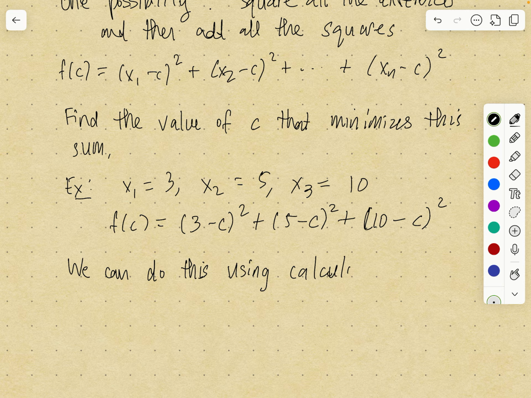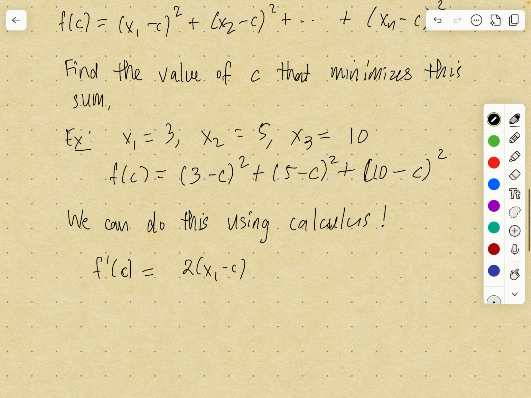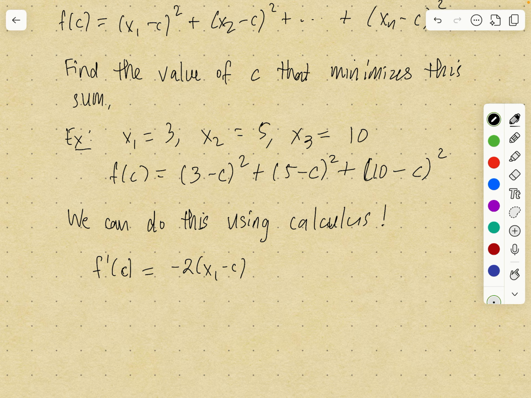Because this function is differentiable, we can just take the derivative and set it equal to 0. So what happens if you take the derivative? Remember, x1 is a constant, and I'm taking the derivative with respect to c. So it's going to be 2 times x1 minus c, but then I have the chain rule because of the minus in front of the c, so it's going to be minus 2 times x1 minus c. And similarly, I'm just going to get minus 2 times x2 minus c, and so on.